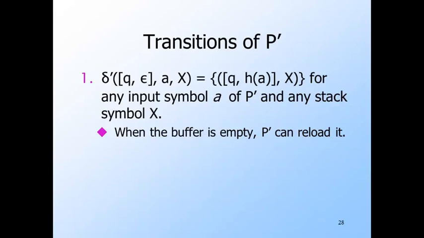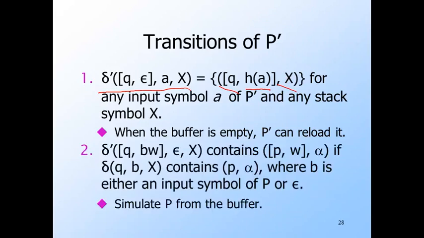Formally, delta prime of Q epsilon A and X has one choice. It can remove the A from its input. Again, remember A is not empty. Place H of A in the buffer and leave its stack and state unchanged. Note that H of A might be empty, in which case the buffer remains empty, but it is also possible that the buffer now contains one or more of P's input symbols. P prime also has the option to ignore its own input and simulate P as if P's input were whatever is in the buffer.